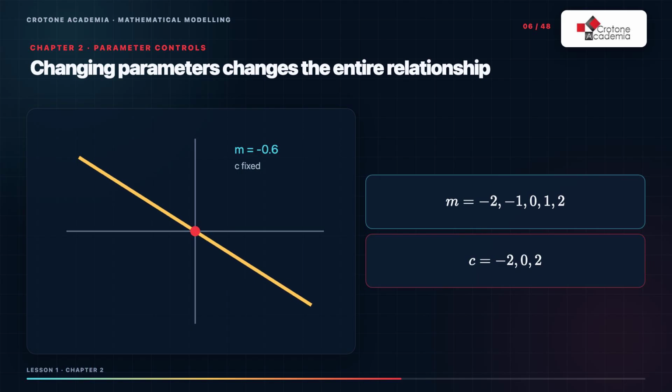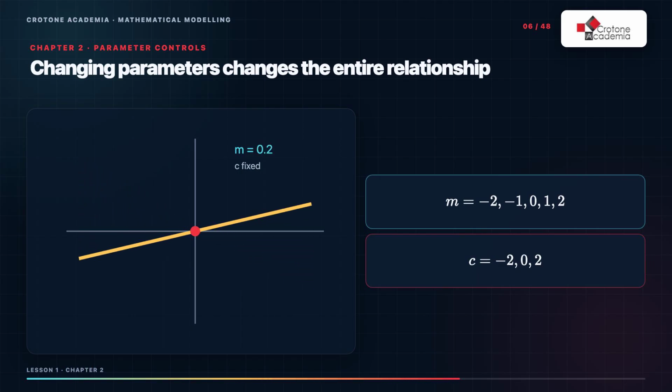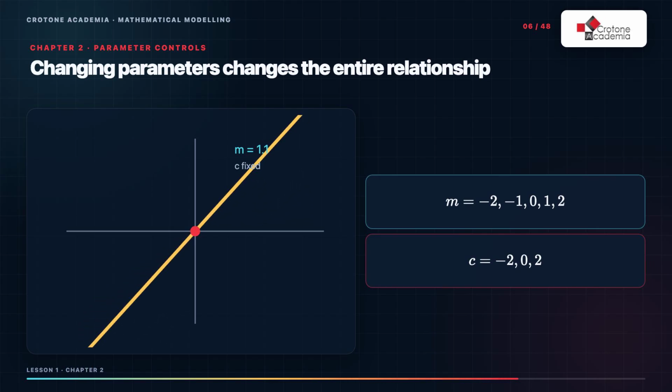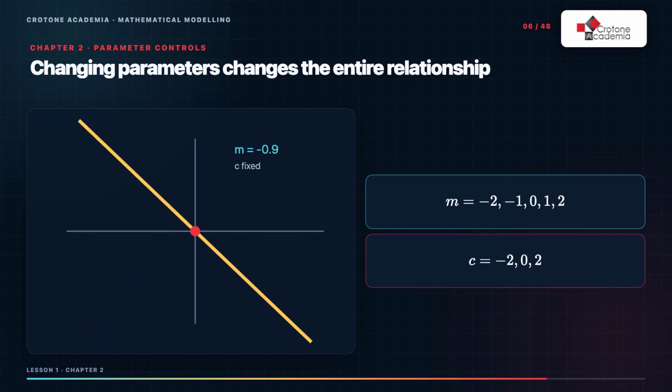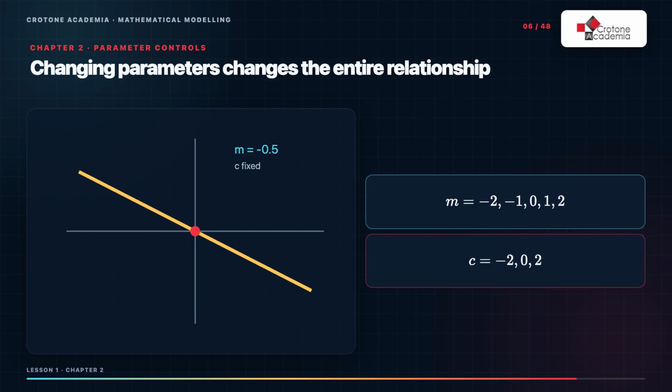This distinction is central. The slope controls the rate of change, while the intercept controls the baseline level. Parameters do not describe one isolated data point. They control the complete relationship that is applied to every input.